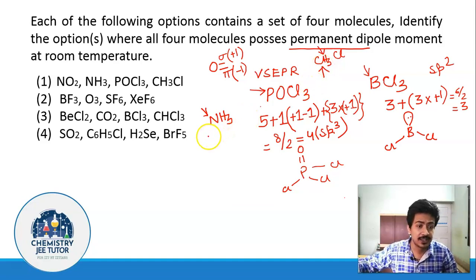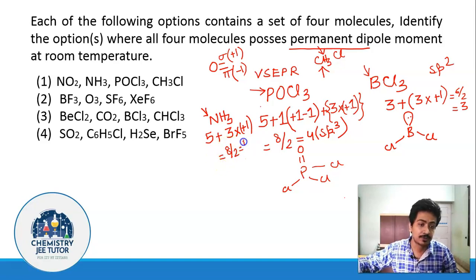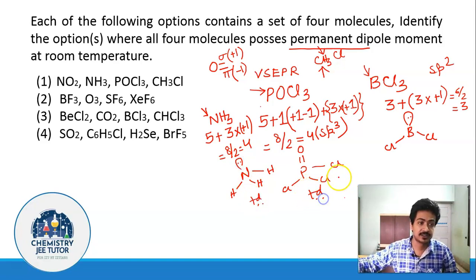So in this case, what is the electron count? Nitrogen is going to contribute +5. There are 3 hydrogens. The hydrogen is a monovalent species, so 3 into +1. We are again going to end up with 8. 8 by 2 is 4. We are going to get sp3 hybridization, and the structure is again going to be tetrahedral. All these structures are tetrahedral structures.